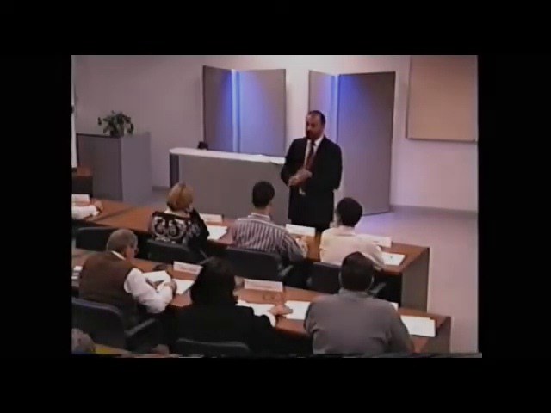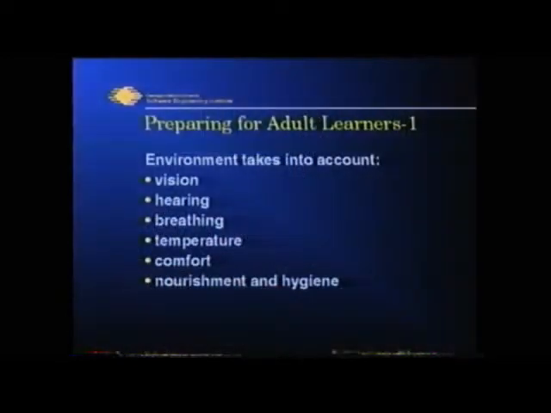The first topic we like to talk about in preparing for adult learners is the environment. The environment for adult learning should take into account vision, hearing, breathing, temperature, comfort, nourishment, and hygiene issues regarding adults.